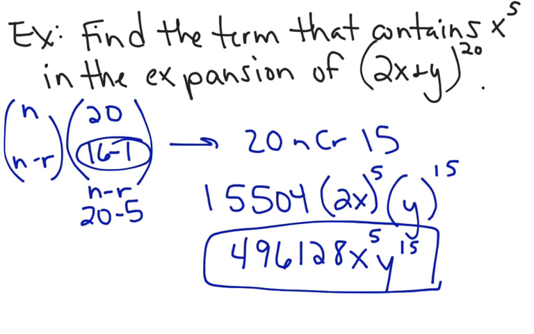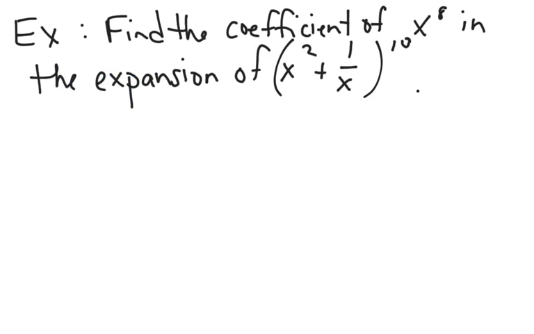which is much nicer than doing the entire expansion of this to the 20th power. In this last one, we want to find the coefficient of the term that has x to the 8th in it in the expansion of x squared plus 1 over x to the 10th power. Now this one is not as simple as the previous example, where you can just find the coefficient by doing 10 and then 10 minus 8.